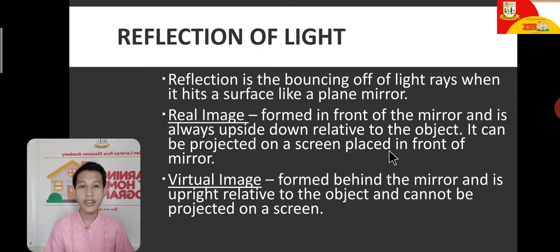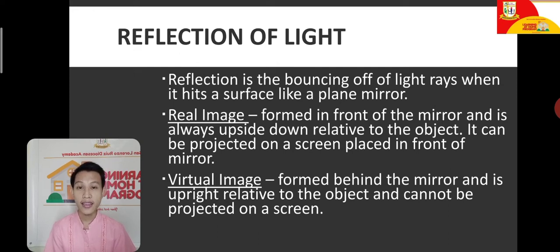Okay? So real image is formed in front of the mirror, always upside down relative to the object. It can be projected on a screen placed in front of a mirror. Meron tayong dalawang uri ng image o imahe na nabubuo kapag nagkaroon ng reflection of light. Una na nga dyan yung tinatawag nating real image. Pag sinabi nating real image, again, ito yung mga imahe or image na nabubuo sa harap ng mirror o hindi mismo doon sa mirror. At kailangan niya ng screen para makita natin kung ano itsura ng object.